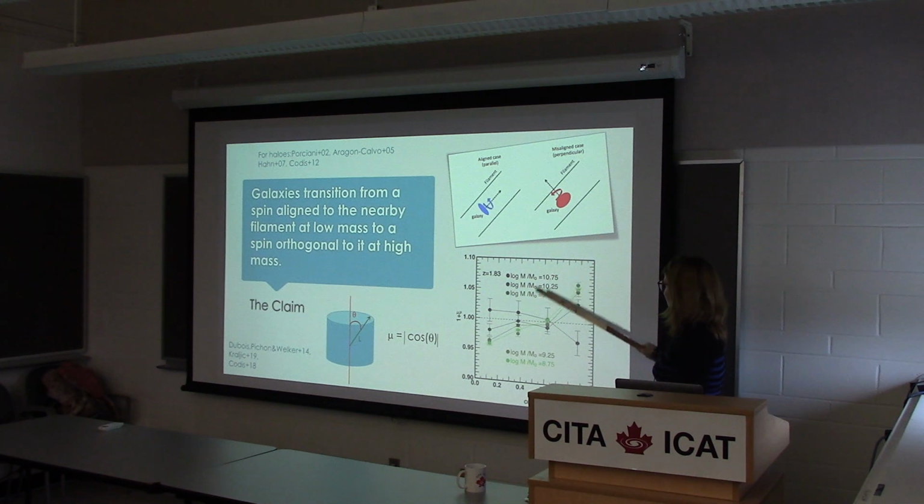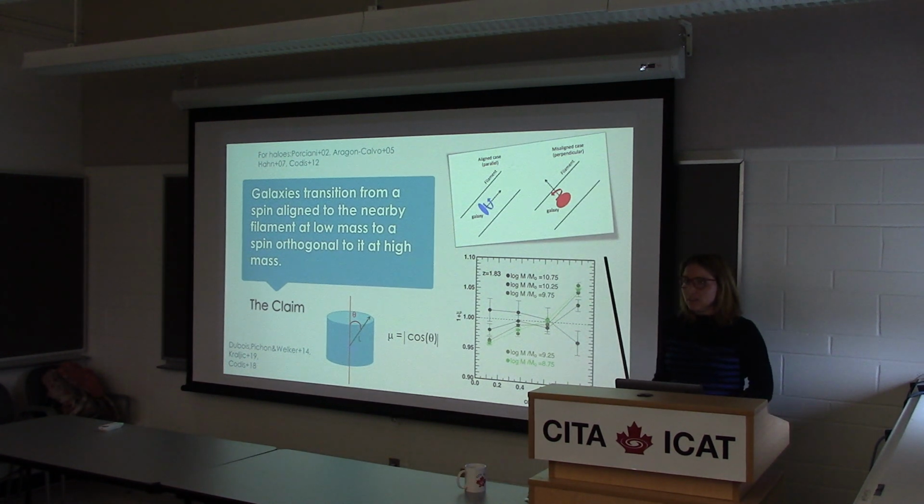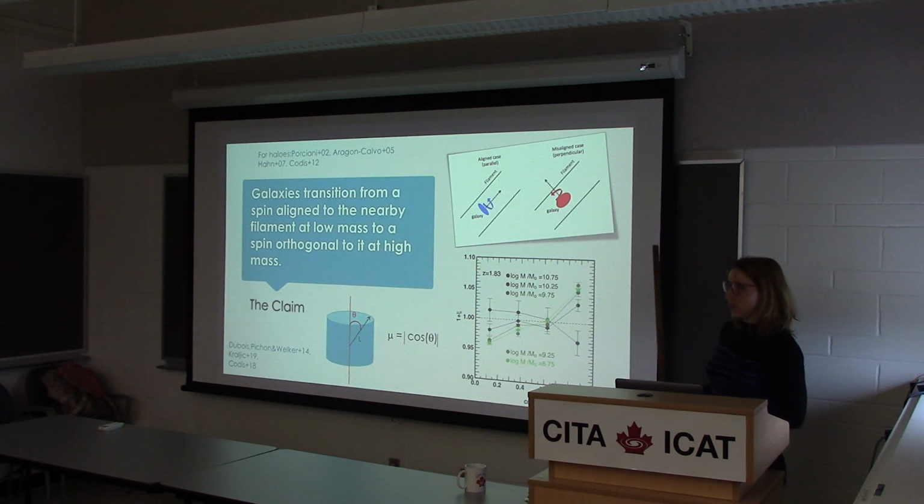While at much higher mass, you see the opposite trend, an excess of orthogonal orientation and depletion of aligned orientation. So you kind of see this transition for galaxies from a simulation. So here's a sketch to recap the claim. This is one of the main impacts that has been identified in simulation from the cosmic web to galaxies.